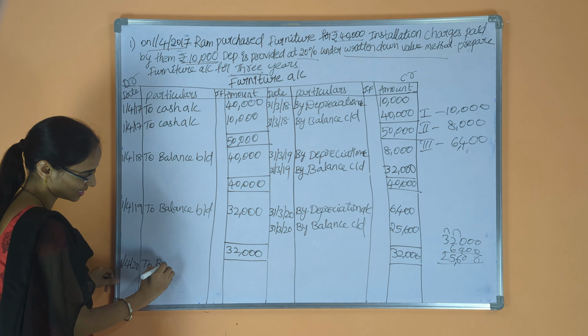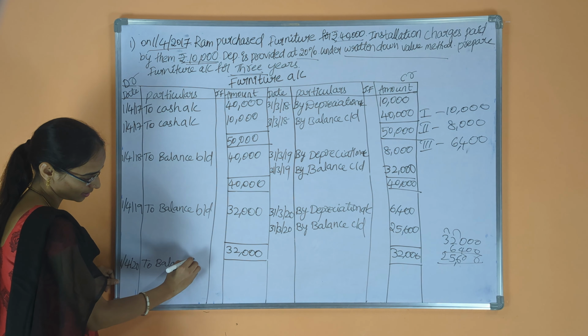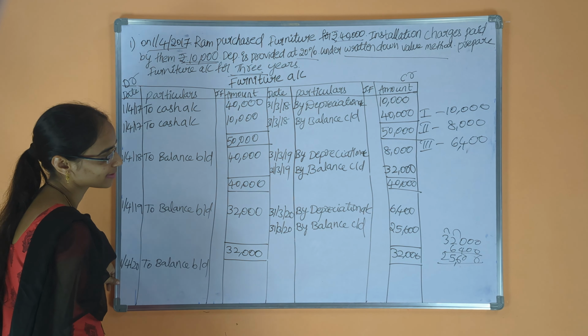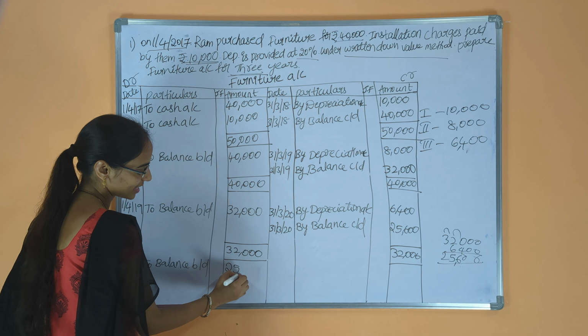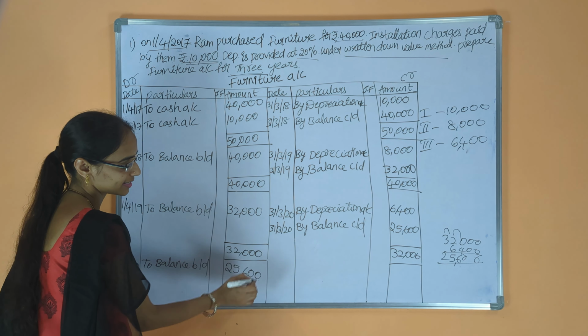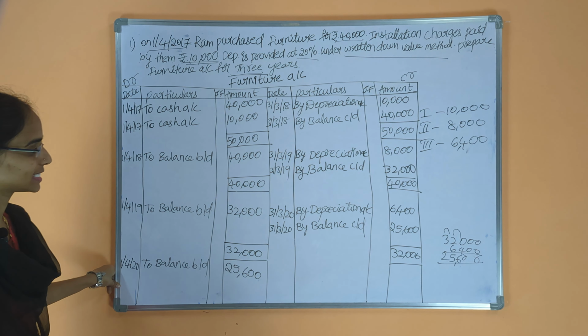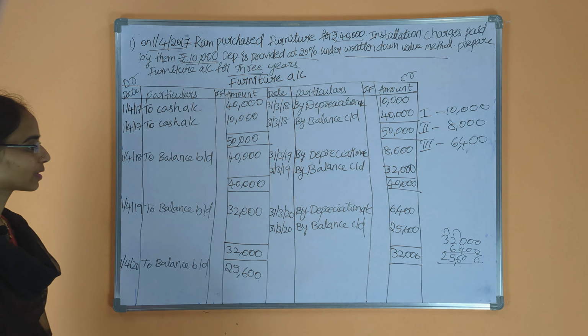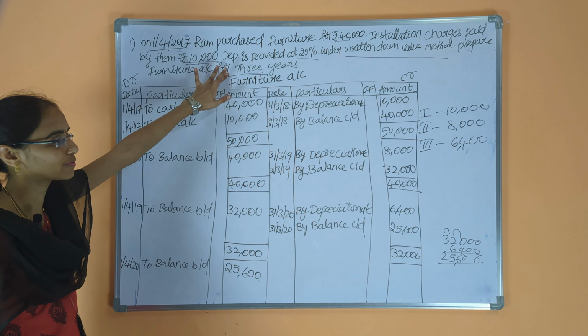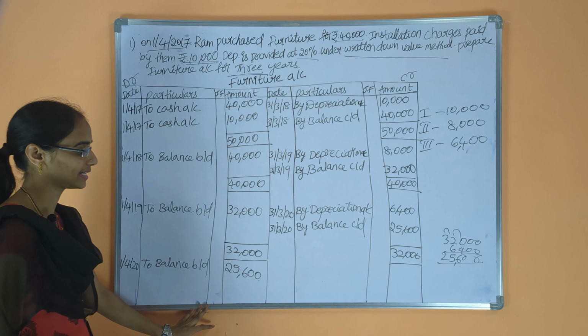To balance brought down. How much amount is 25,600. Okay, so this is the problem. So only up to, in this problem, only 3 years, so that's why we are preparing 3 years.